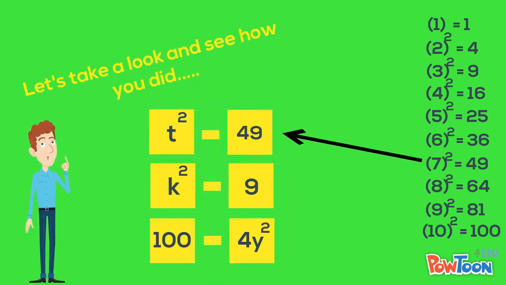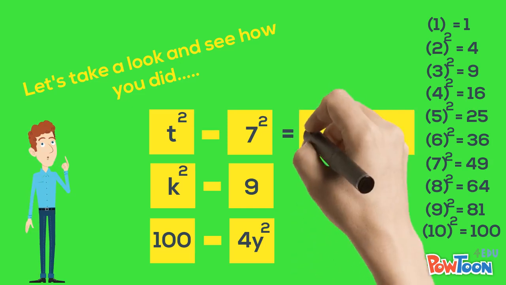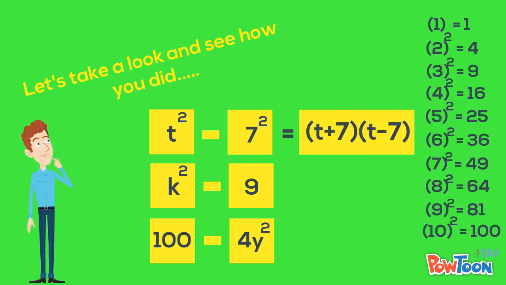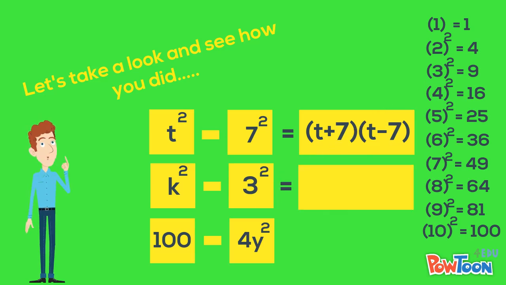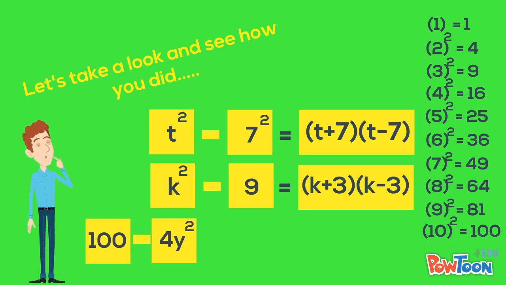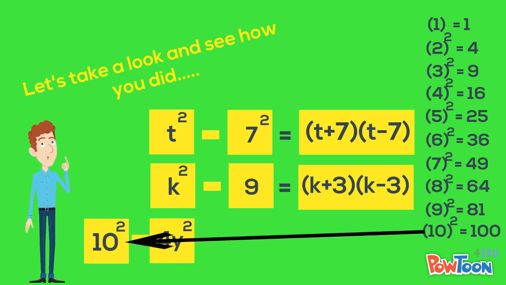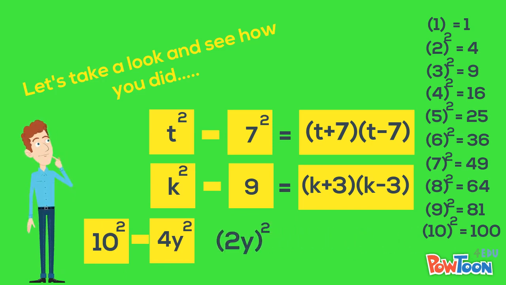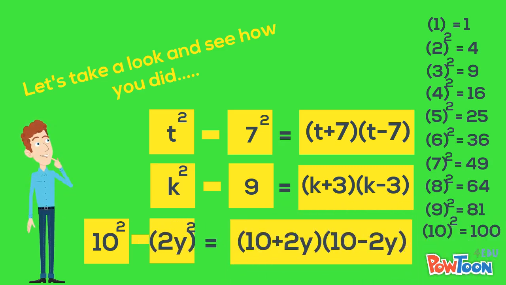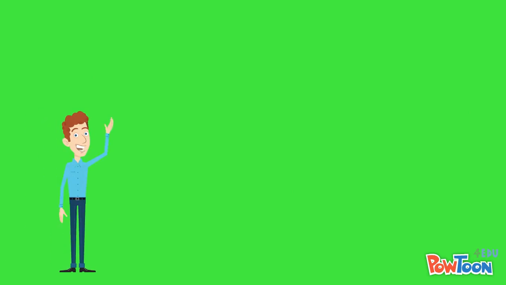Replacing 49 with 7 squared, we can factorize to get t plus 7 by t minus 7. Next, we can replace 9 with 3 squared and factorize to get k plus 3 by k minus 3. 100 is replaced by 10 squared. 4y squared can be written as 2y all squared, and factorizing those two squares gets us 10 plus 2y by 10 minus 2y. Well, how did you do?